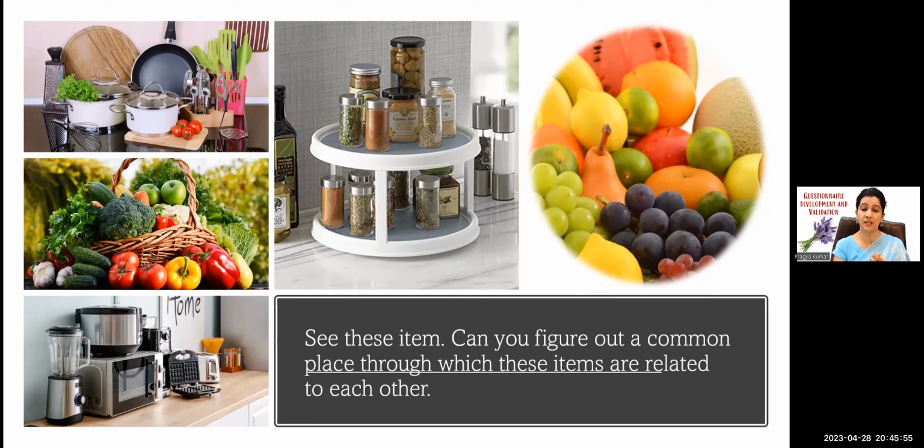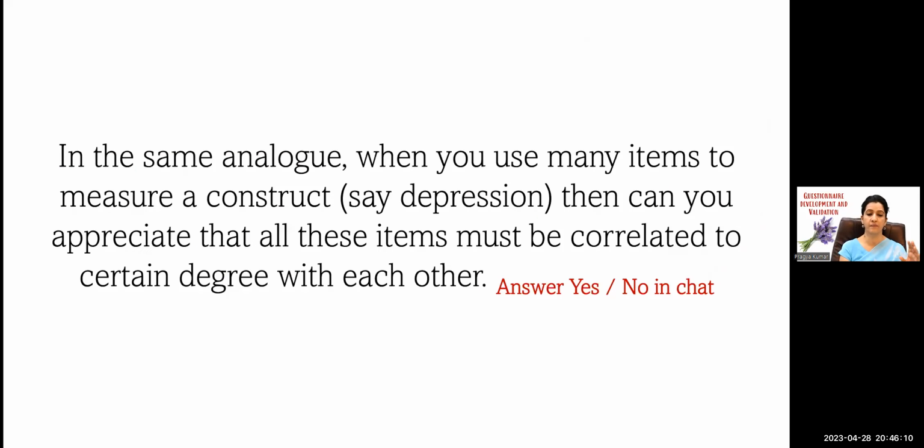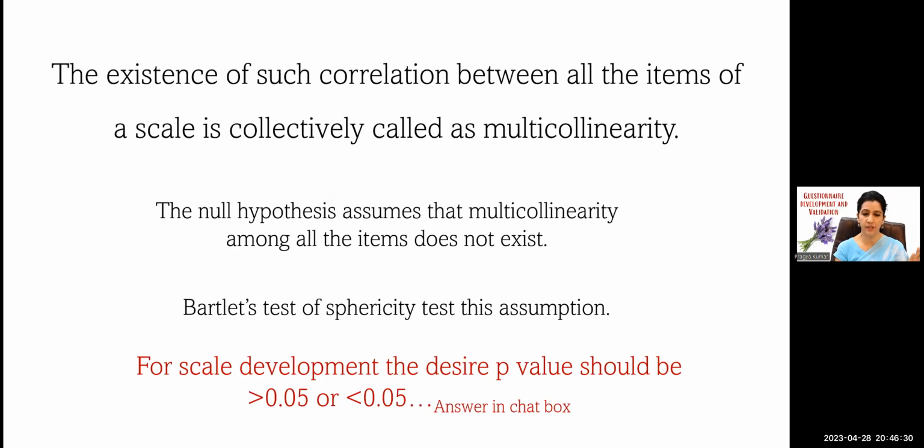Remember, we discussed a theoretical definition, and then there is an operational definition. So this is just a simple example, but in the case of scale and latent variable, you need to put a lot of thought into what name to give after this factor analysis. In the same way, when you use many items to measure a construct, all these items must be correlated to a certain degree with each other. Because if they are correlated with each other, then only you can say that they are all measuring the same construct. If they are not correlated, that means they are not measuring the same construct.